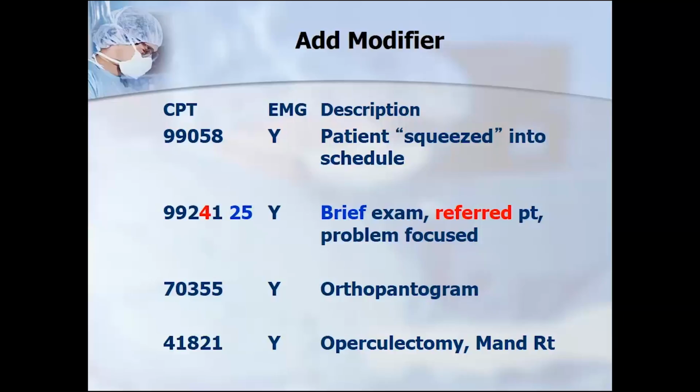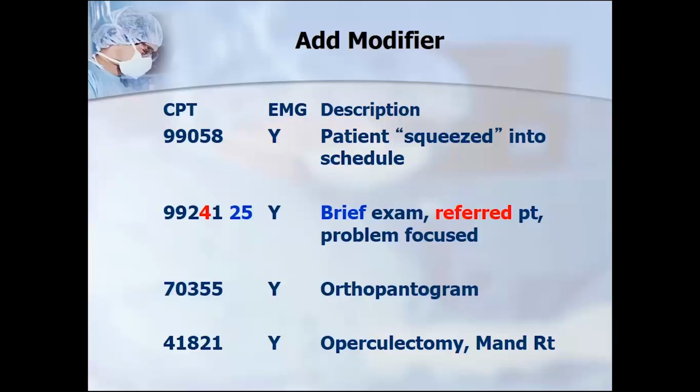When we add the modifier to the coding, you can see that we include the Y in the EMG column for every procedure, and then we add the modifier next to the procedure code. On the claim form, you're allowed up to 4 modifiers per CPT code.